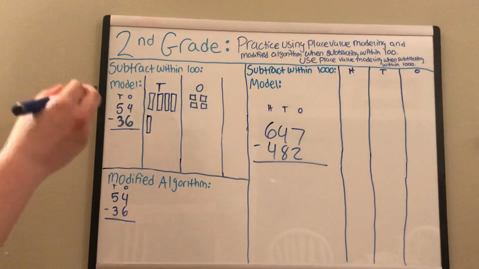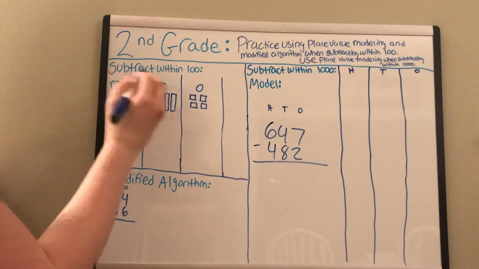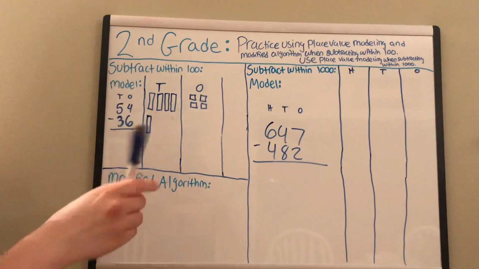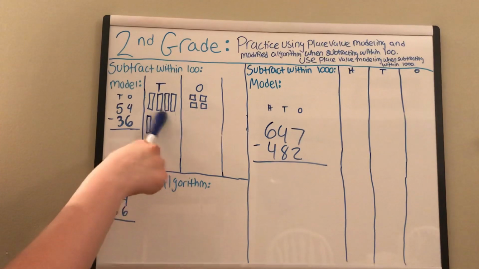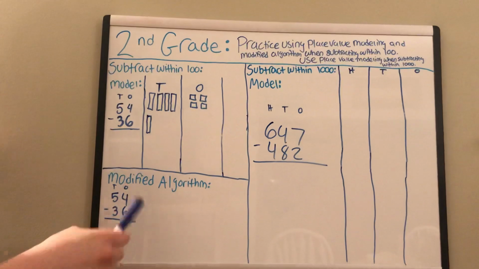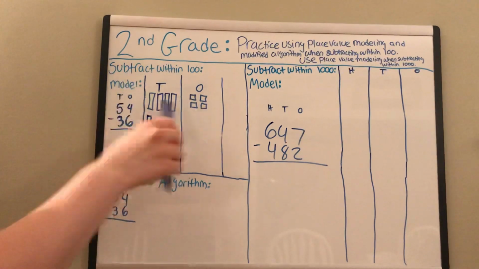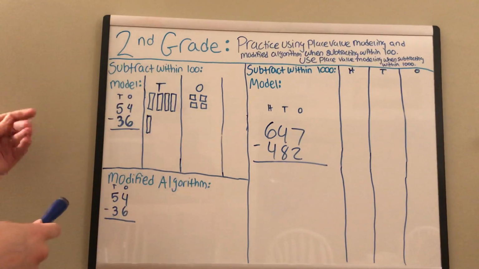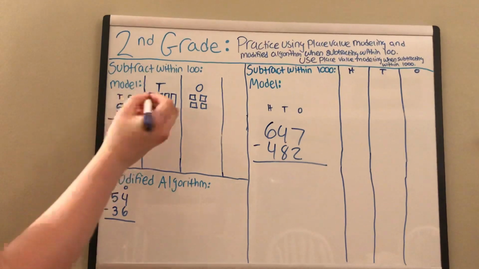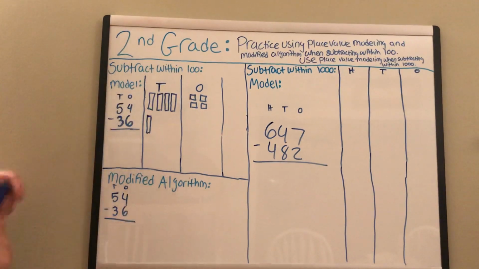So as we can see here, we have subtract within 100. We use a modeling strategy and a modified algorithm. So basically, students are learning modified versions of the standard algorithm when they do the modified algorithm and the modeling. So they are practicing in order to eventually develop an understanding and being able to solve a standard algorithm. All right, so let's start.